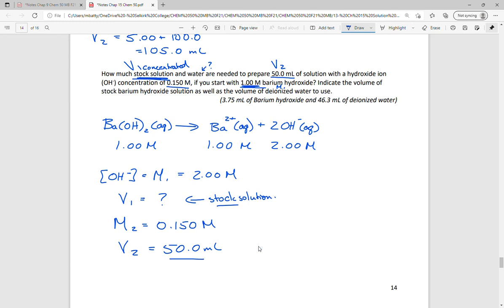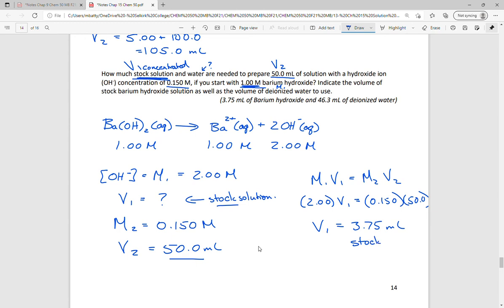So there's kind of two steps in answering this question, and there's a number of these in the textbook. So my M1V1 equaling M2V2. If you've sorted out all your information, this isn't the hardest part. So I'd have 2 molar and V1, which is what I'm looking for, and my 0.150 and 50 mils. So my V1 ends up being 3.75 milliliters. Now that is the stock solution.